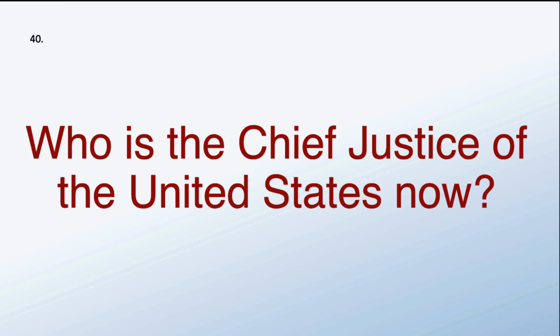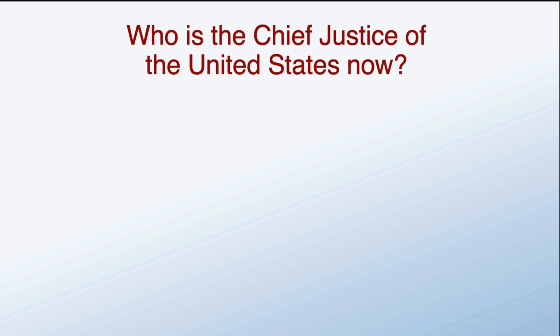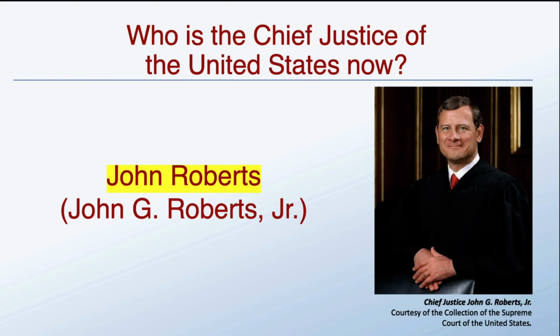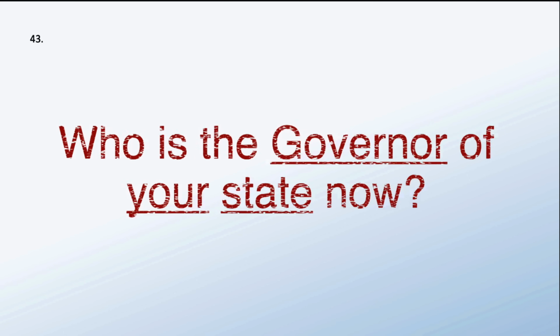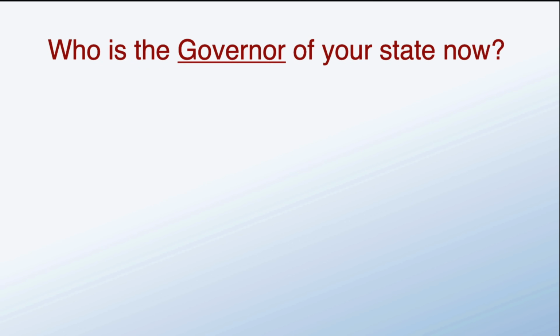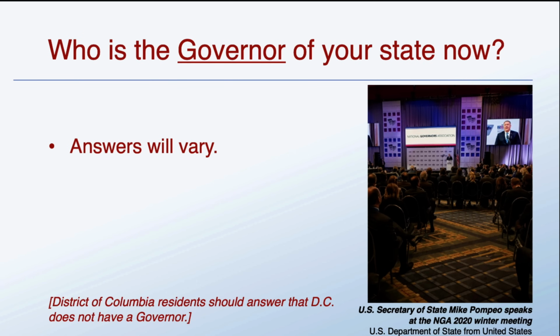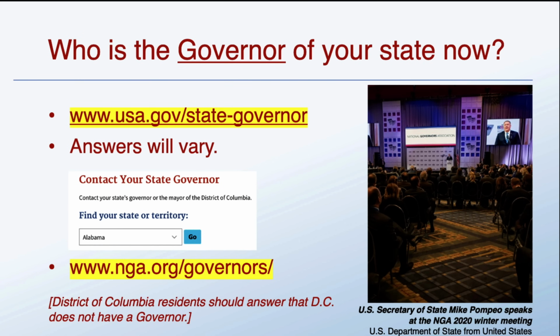Who is the Chief Justice of the United States now? John Roberts. John Roberts is the Chief Justice. Who is the governor of your state now? Of course, answers will vary here. You can go to usa.gov or nga.org, which is the National Governors Association, or you can ask us below and we'll help you out.